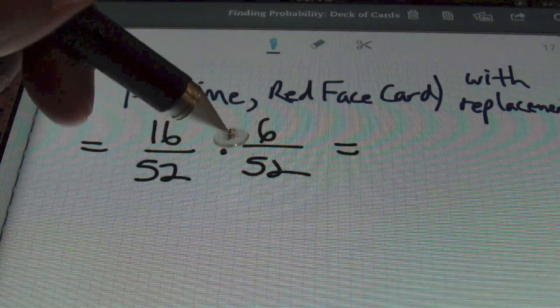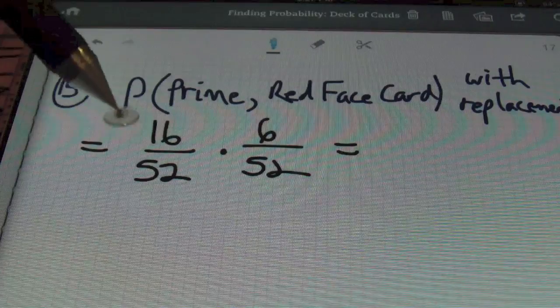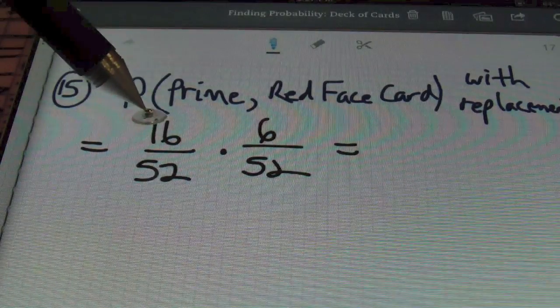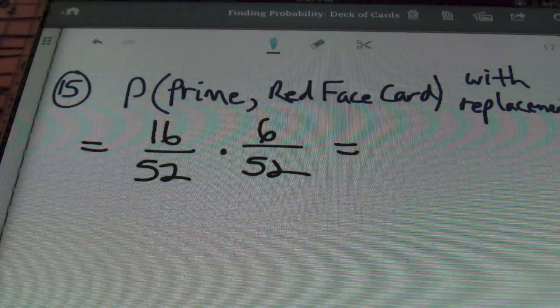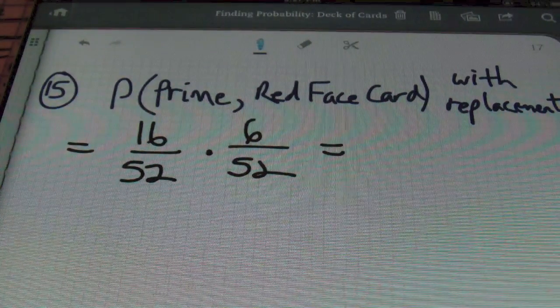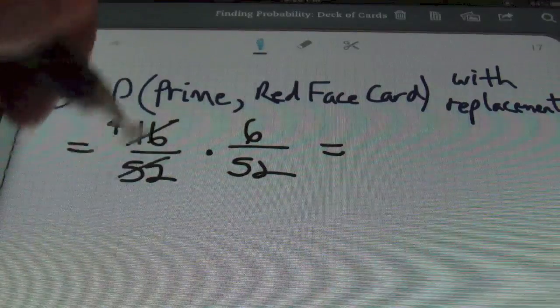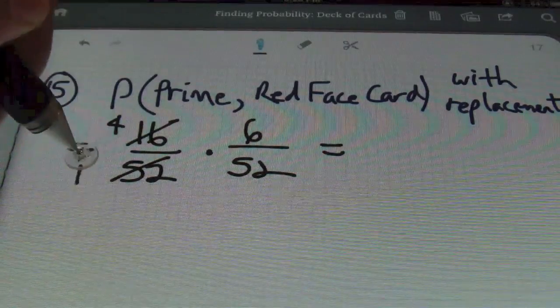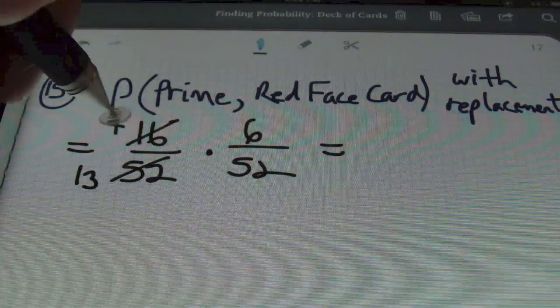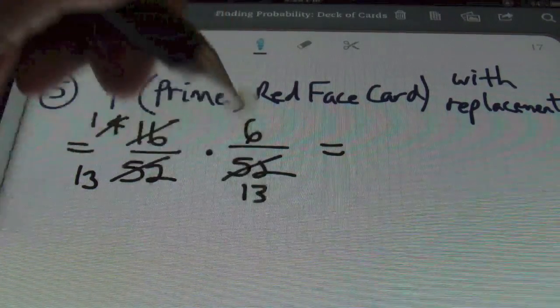Remember, this did not go down to 51 because it was done with replacement, which meant that after I pulled out that first prime number card, I put it back into the deck. All right, I put it back in. I replaced it. So from here, I'm going to simplify. I'm going to have 4 goes into 16 4 times, 4 goes into 52 13 times. I'm going to have 4 goes into itself once, and 4 goes into 52 13 times as well.